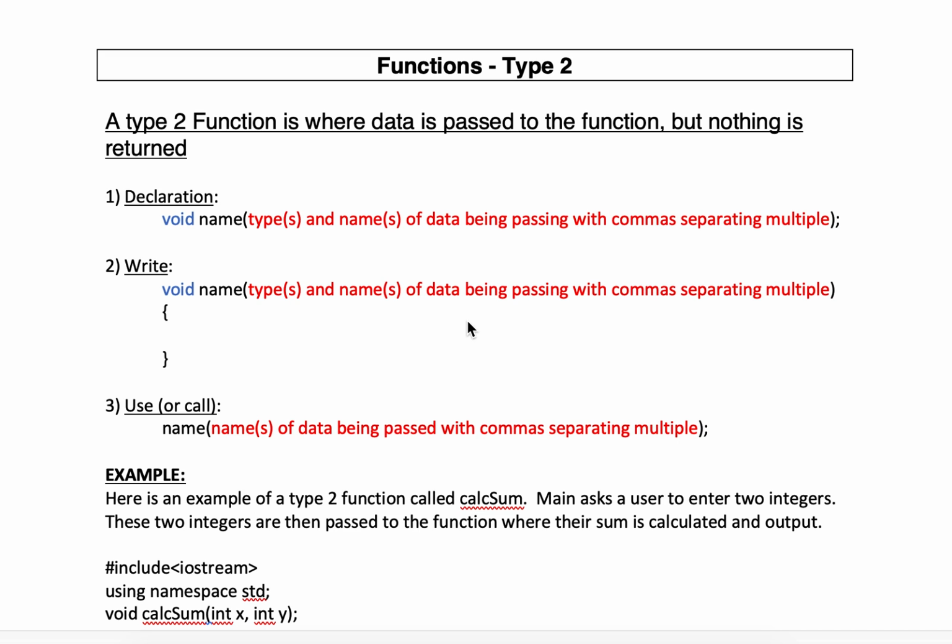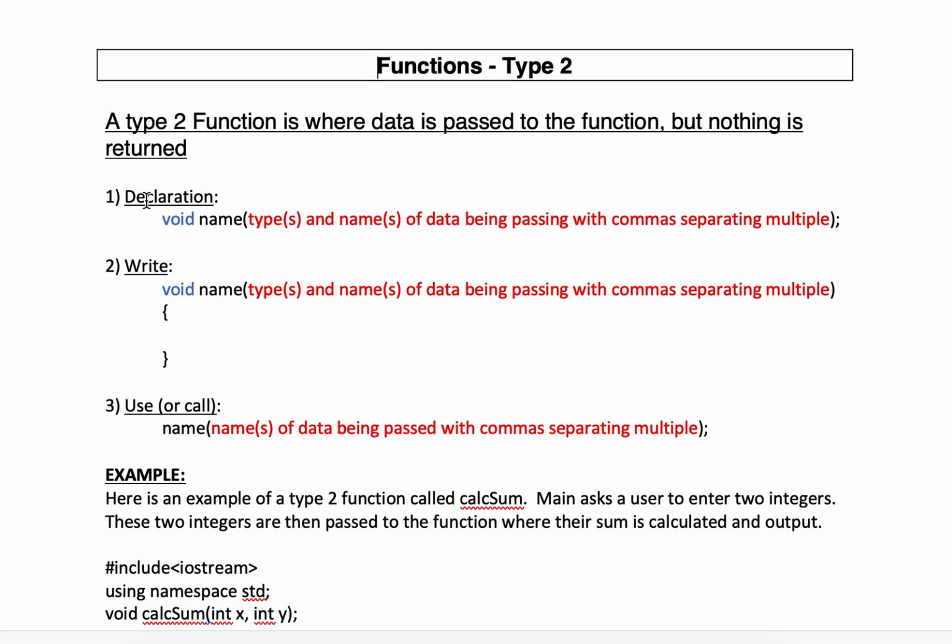This is functions type 2. I call these type 1, 2, 3, and 4. This is not something you'll find on YouTube. This is just the way I teach them. What I call a type 2 function is where we can pass data to it from main, or if it's called from another function, we can send information to it. And you'll see how that's done. But the function is not returning anything.